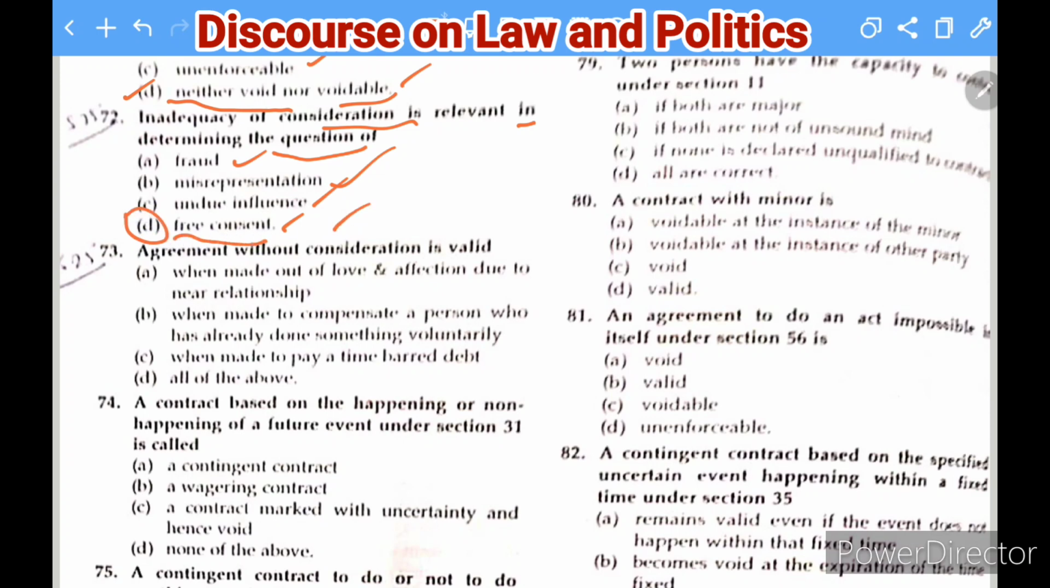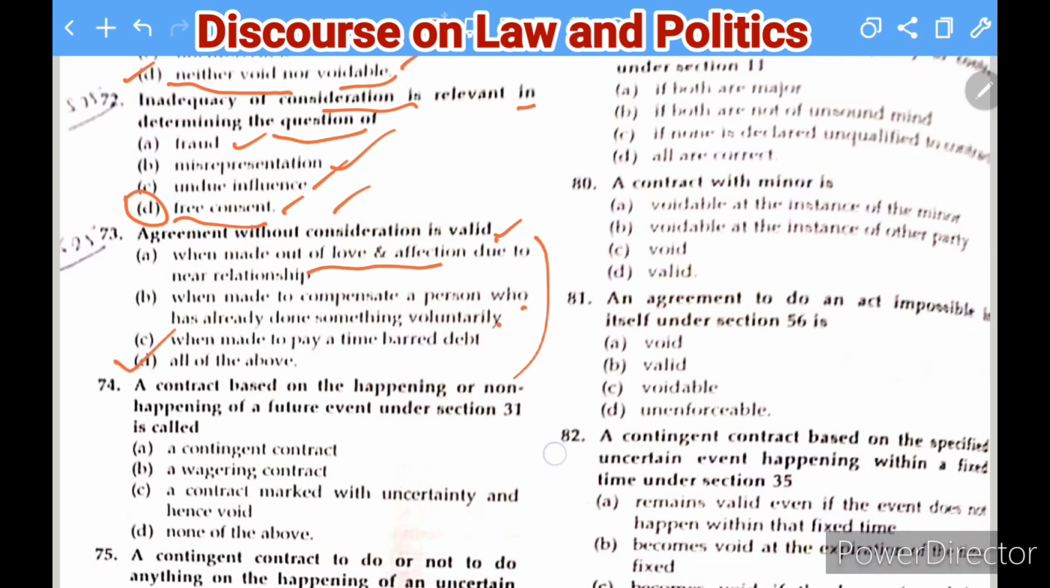Moving to the next question, agreement without consideration is valid when made out of love. When an agreement is made without consideration, it may be valid. The options given here: when made out of love and affection due to near relationship, when made to compensate a person who has already done something voluntarily, when made to pay a time-barred debt, all of the above. So which is the right answer? In all these cases, you can make an agreement without consideration. So all of the above is correct.